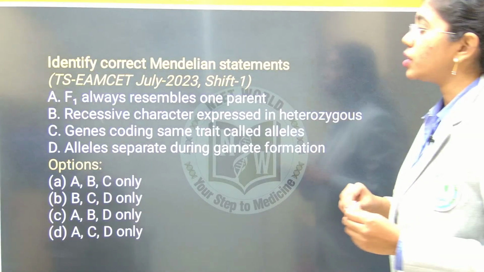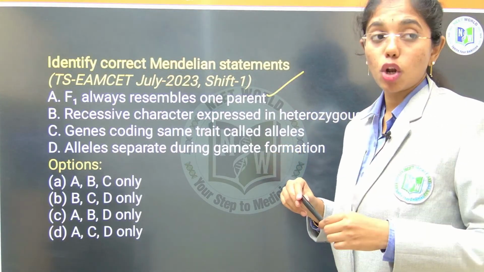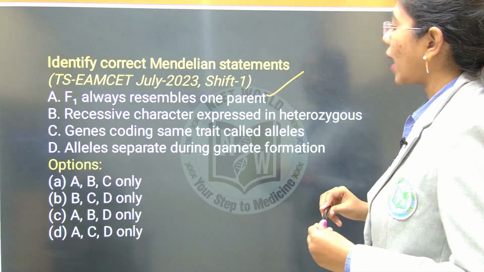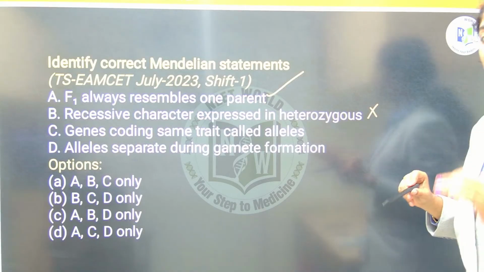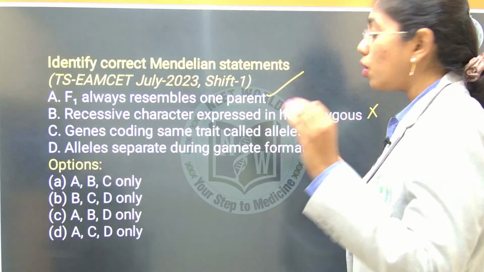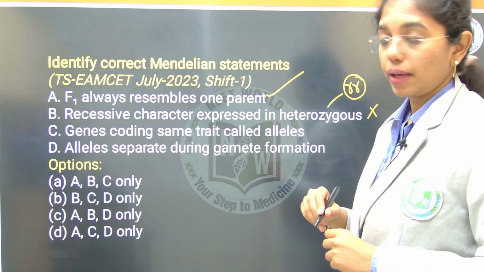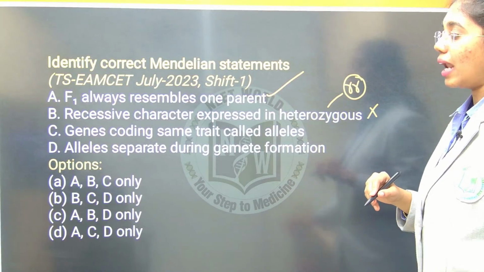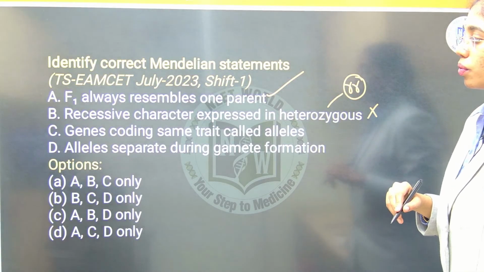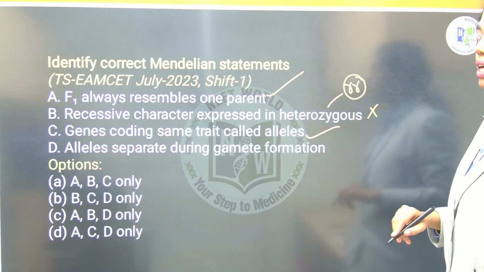Identify correct Mendelian statements. F1 always resembles one of the parents, true. This is from Mendel's law of dominance. Recessive character expressed in the heterozygous nature? No, a recessive trait or recessive character is always expressed in the homozygous nature only. Genes coding same trait are called alleles. Yes, genes coding the same trait are considered as alleles.